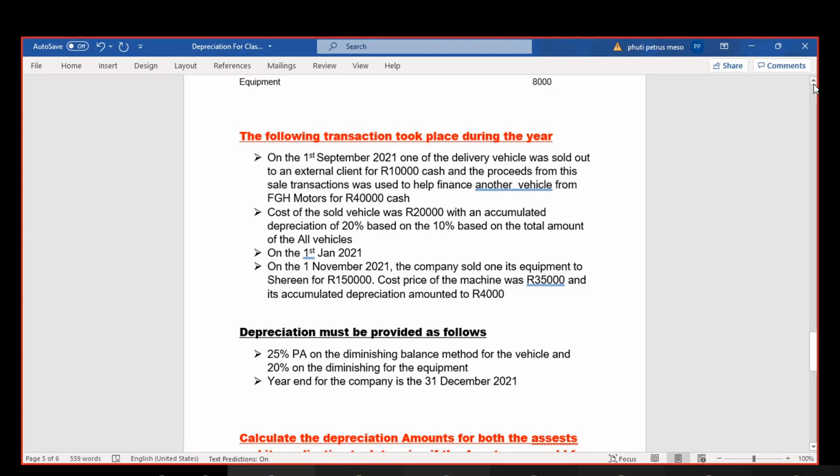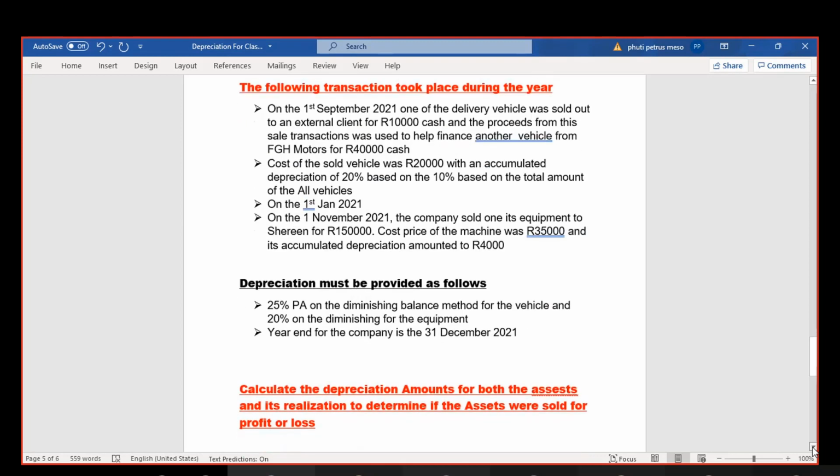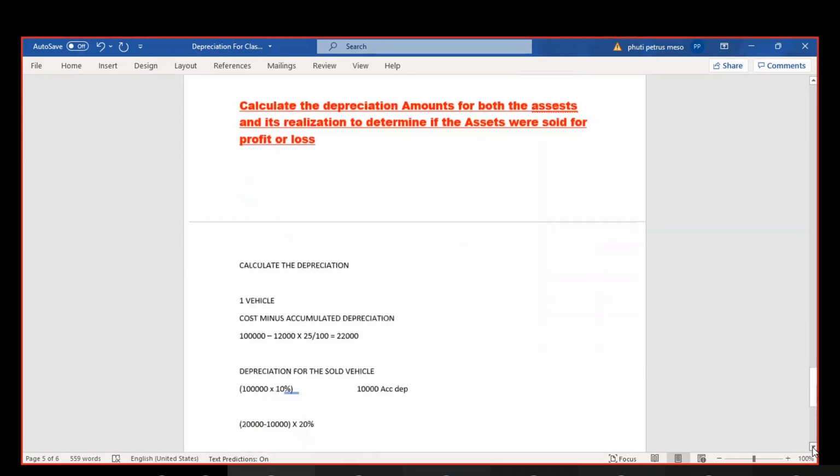So when was it sold? It was sold on the 1st of September 2021. So you count September, October, November, December. And then you multiply this by 4, and then you divide it by 12. So the entire depreciation for this adjustment is 666.66. Basically, you can just say 667. That's your depreciation for the sold vehicle.